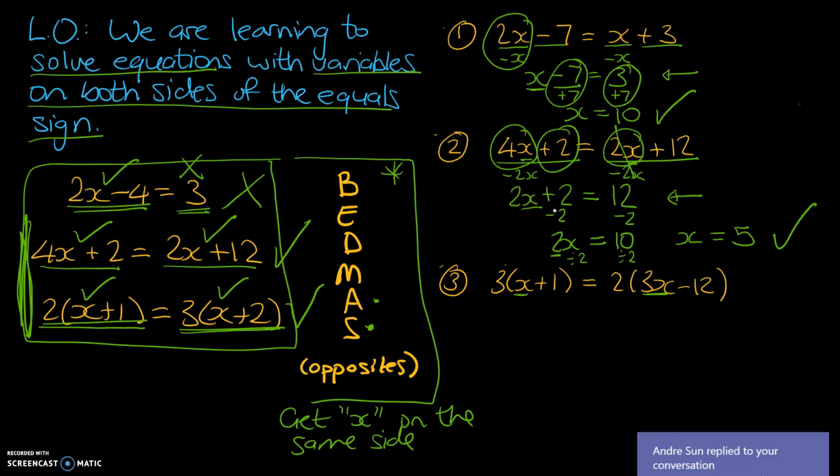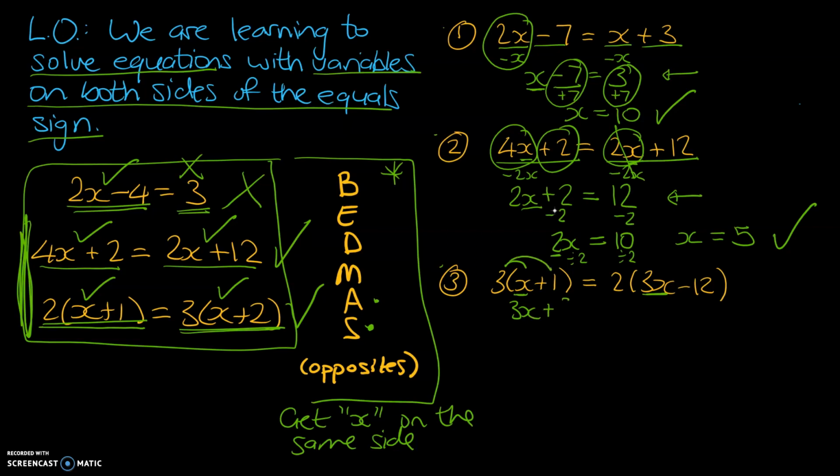So let's expand that first side. So 3 times x is 3x. 3 times 1 is 3. That is going to be equal to 2 times 3x, which is 6x, and then 2 times negative 12, which is negative 24.